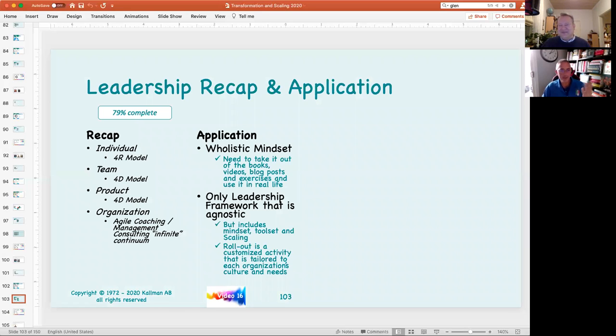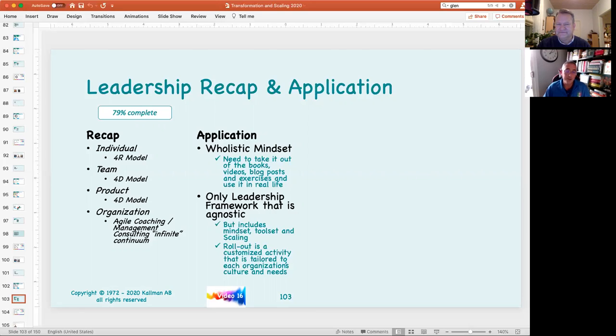Awesome. So if we wrap it up, it comes back to, how do you make sure that you're speaking and thinking through each of those lenses with the different models? Again, that 4R model for the individuals, the 4D at team and product, and the infinity loop. It's, as it says, a holistic mindset. As I heard today, if you just read a book and watch a bunch of videos, you are not an expert. You have to think through and apply these and bring it into real life. Actually, bring it into the setting so that you can try it out.